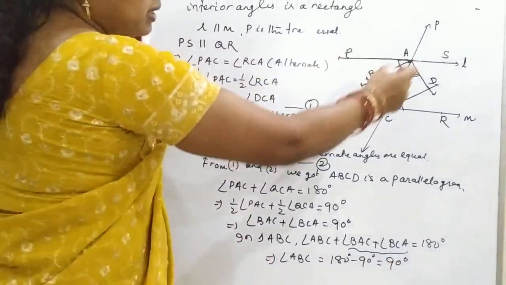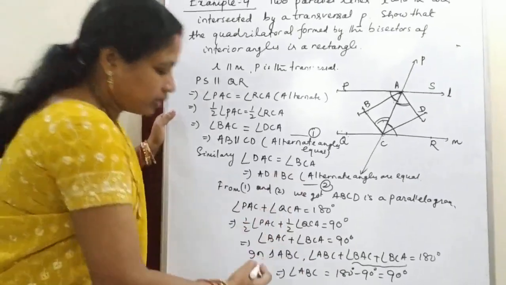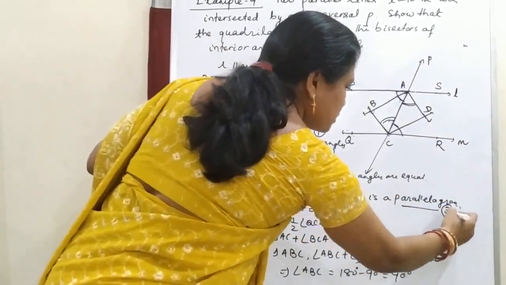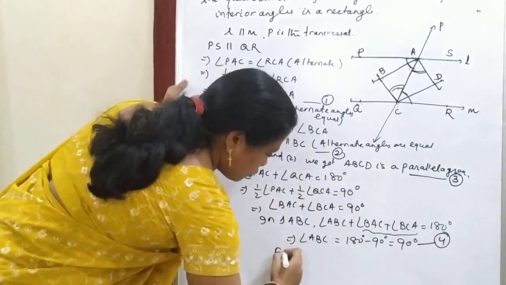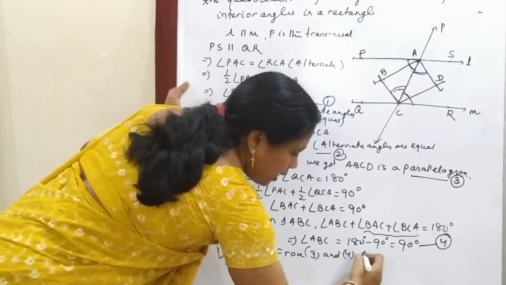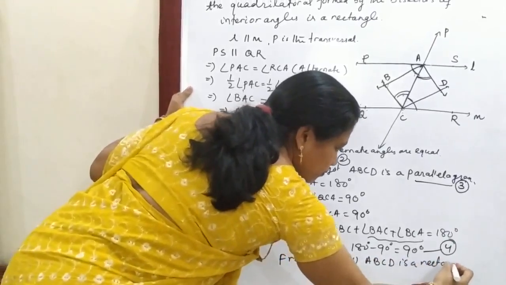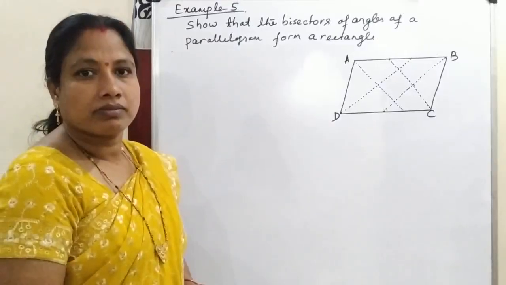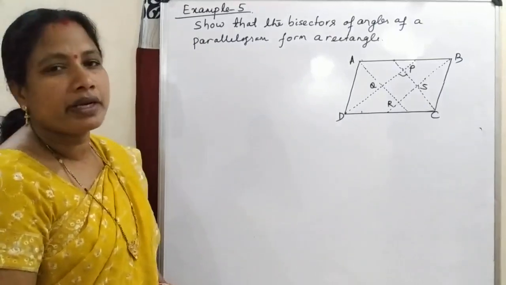So here ABCD is a parallelogram and one angle ABC is 90 degrees. Here we have proved ABCD is a parallelogram and one angle is 90 degrees. So from 3 and 4 we prove that ABCD is a rectangle. This is the proof that the bisectors of the angles of a parallelogram form a rectangle.